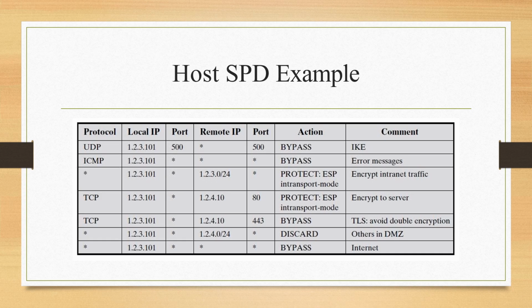This table provides an example of an SPD on a host system, and this table reflects the following configuration. The local network configuration consists of two networks. The basic corporate network configuration has the IP network number 1.2.3.0/24. The local configuration also includes a secure local area network, often known as a DMZ, that is identified as 1.2.4.0/24.